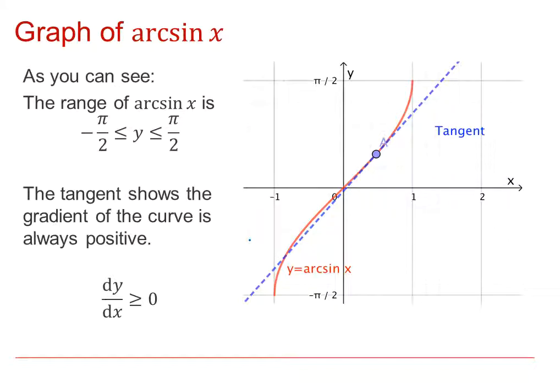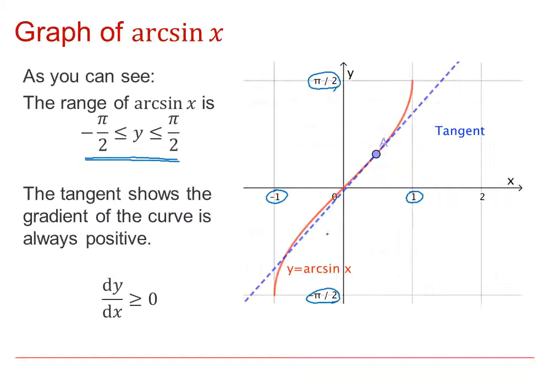So now if we look at the graph of arc sin x, it has some important features. We can see the domain of the function goes from x is minus 1 up to x is 1. It's a one-to-one mapping in order for this inverse function to be defined, and the range of the function is from minus pi by 2 up to plus pi by 2. So we've got a very clearly defined range for this function.